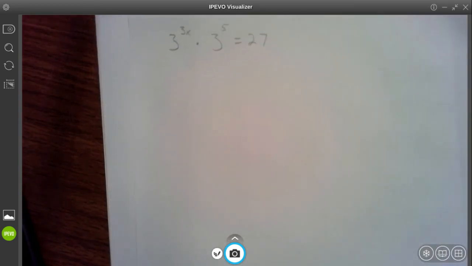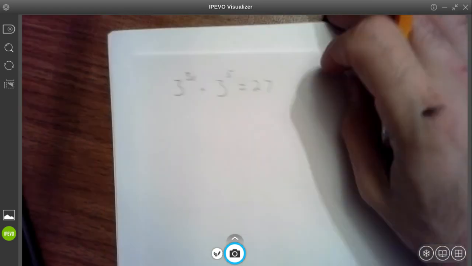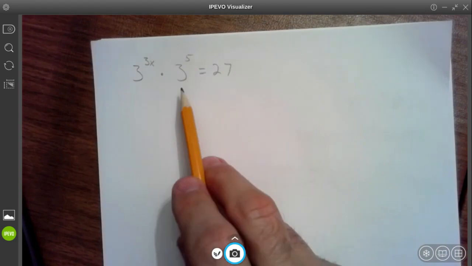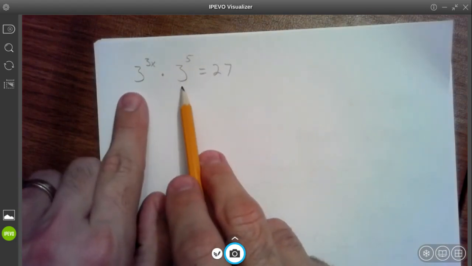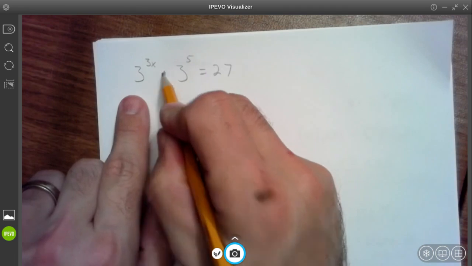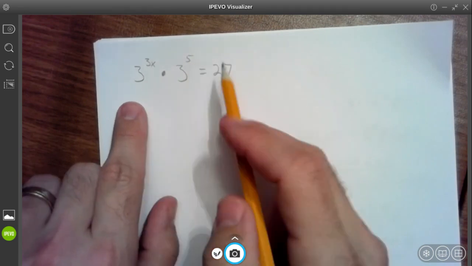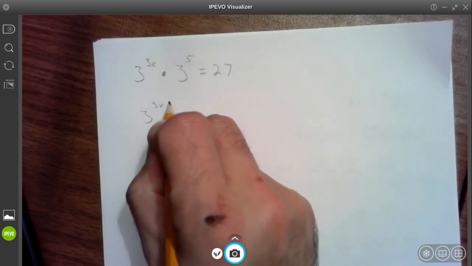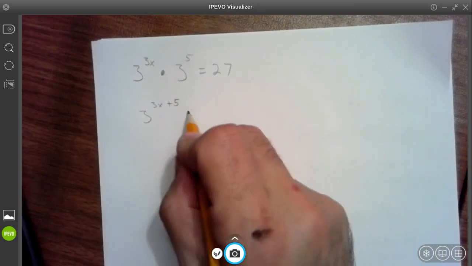And the last one, this one's a little nice. It's a little special just because of the base here. Notice how my bases are the same. So the first thing I can do, because they're being multiplied, is I can add these exponents up. This is going to be 3 to the 3x plus 5.